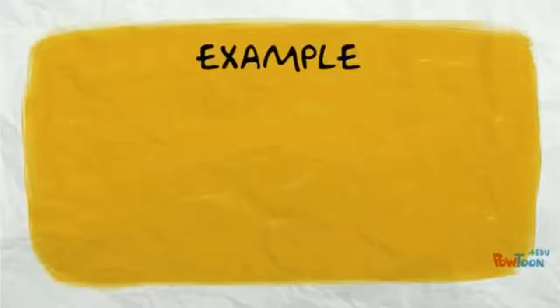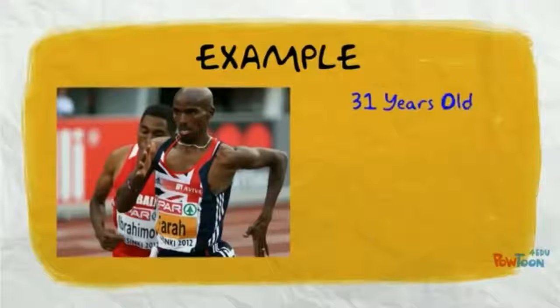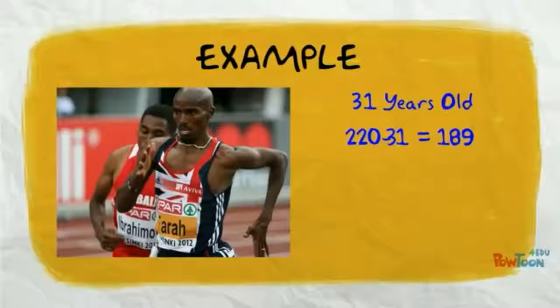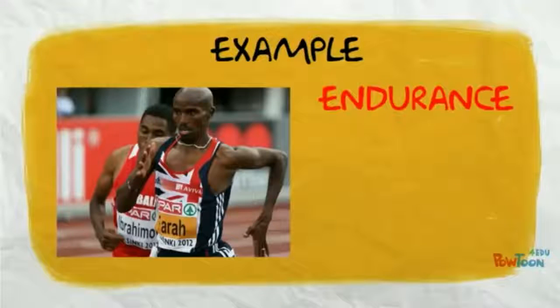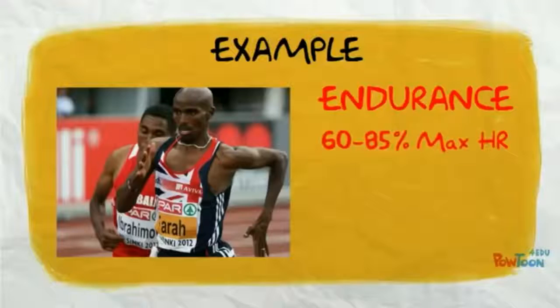This in practice would look like this. Mo Farah is 31 years old. 220 minus 31 equals 189. So his estimated maximum heart rate is 189 beats per minute. He is an endurance athlete, so needs to train at 60 to 85% of his maximum heart rate.